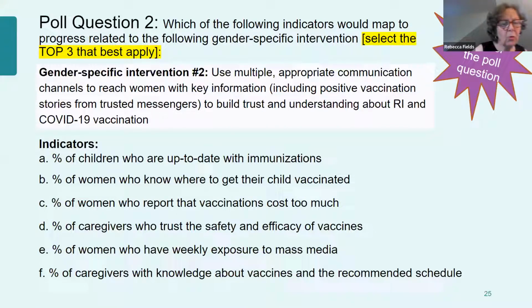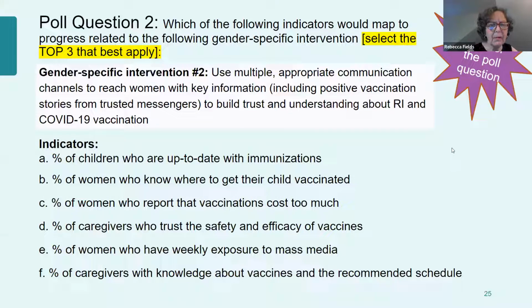Okay, so we're going to do the same thing now, asking you to select the top three. And this intervention this time is about using multiple appropriate communication channels to reach women with key information to build trust and understanding about routine immunization. Okay, so everybody can see this one, right? So just pick the top three.